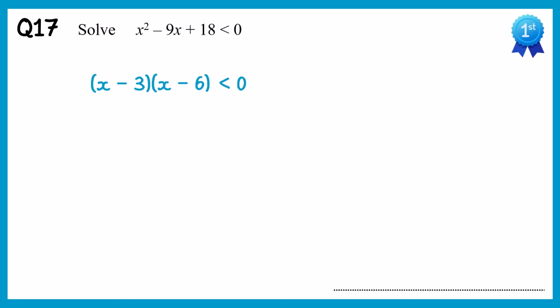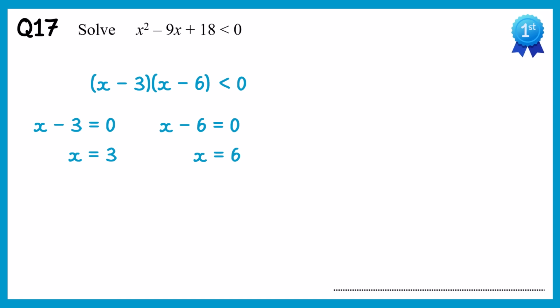What we now do is imagine we solve this as though it was actually equals rather than less than. So if this were a quadratic equation, we'd have x minus 3 equals 0, and x minus 6 equals 0. On the left one, if we add 3 to both sides, we get x equals 3, and on the right one, if we add 6 to both sides, we get x equals 6. So if this were a quadratic equation rather than a quadratic inequality, these would be our solutions. These become our critical values when solving the quadratic inequality.